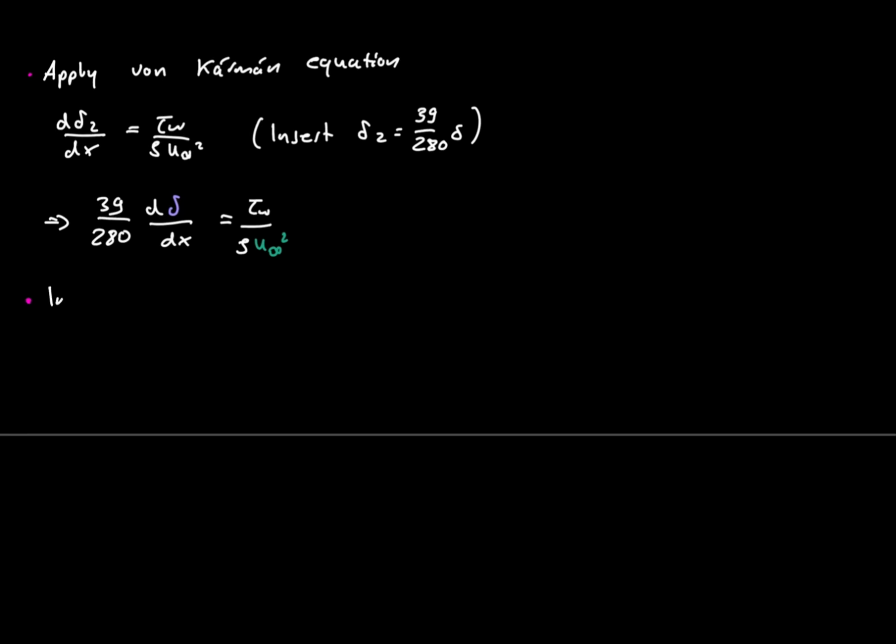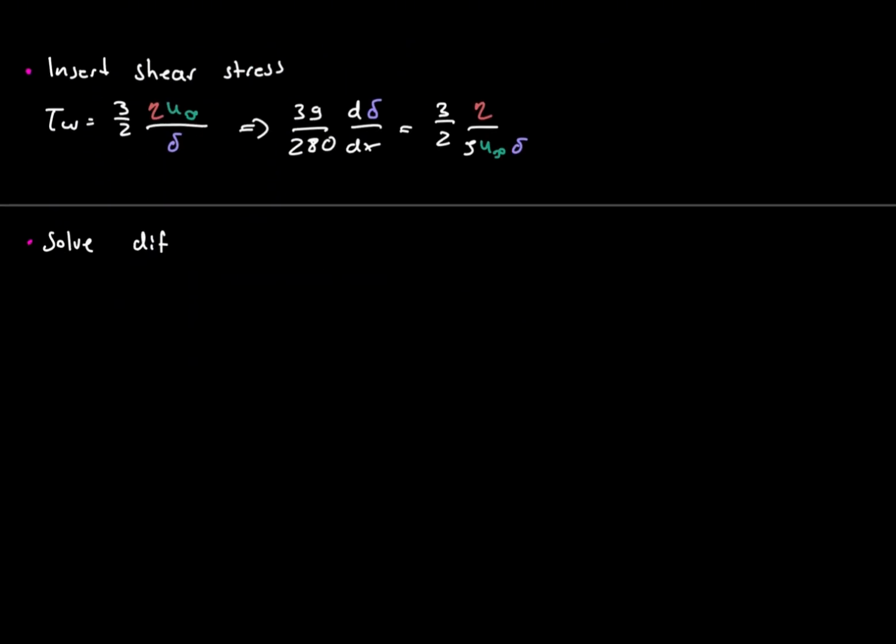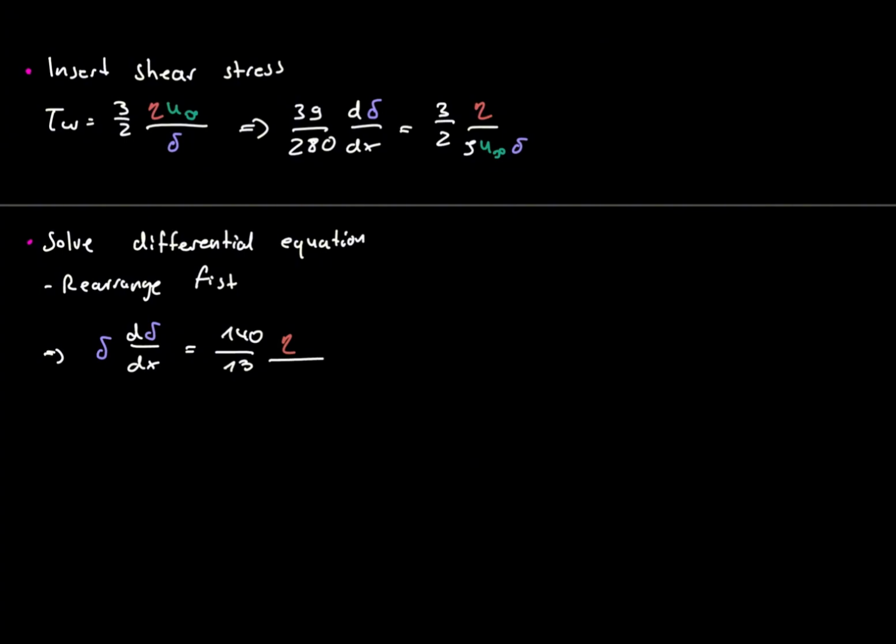Now we substitute the expression for the wall shear stress: tau wall equals 3 halves times eta times u infinity divided by delta. This gives a differential equation for delta of x. We rearrange: delta times d delta dx equals 140 over 13 times eta divided by rho u infinity.